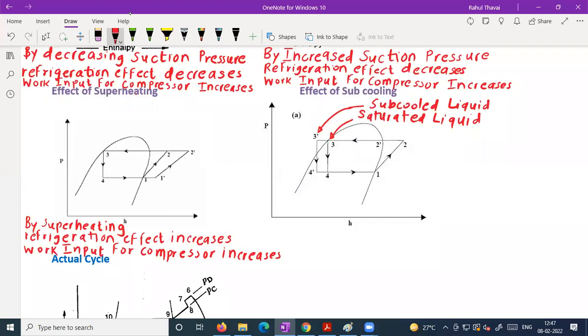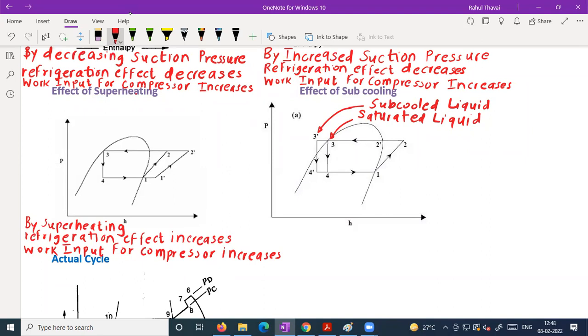Now, when you have a liquid below its saturation temperature, it is said to be subcooled. Try to understand: when you have a liquid below its saturation temperature, it is said to be subcooled. Is that okay?